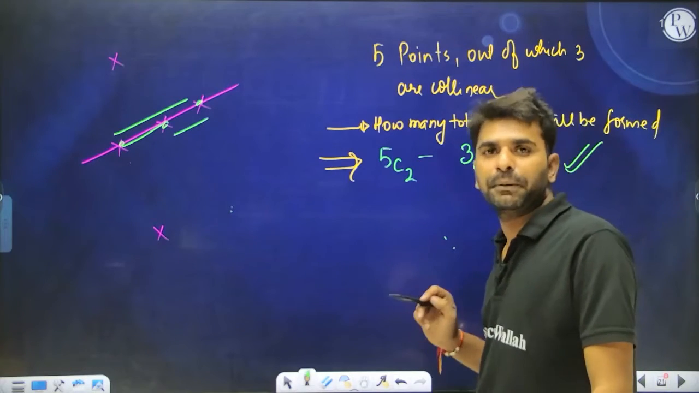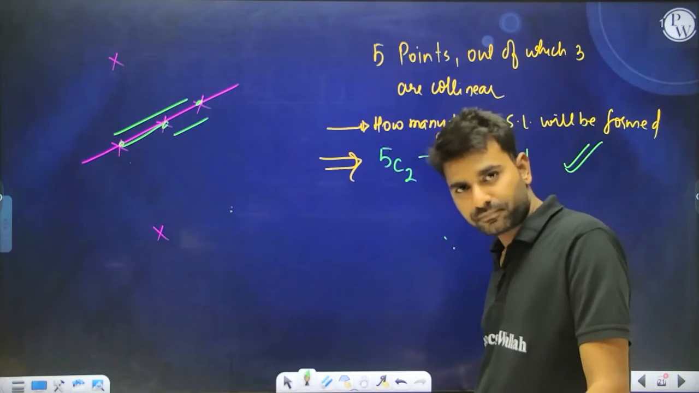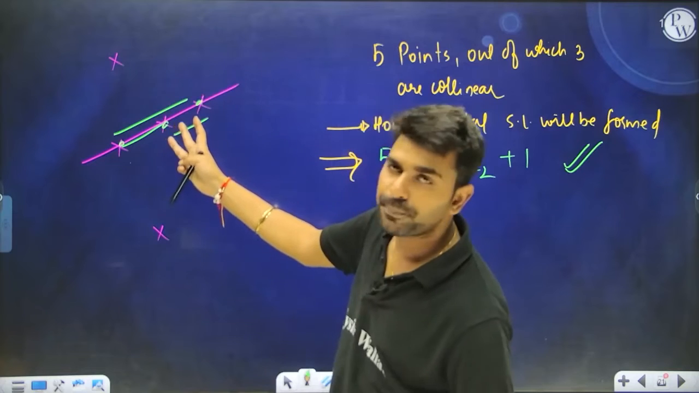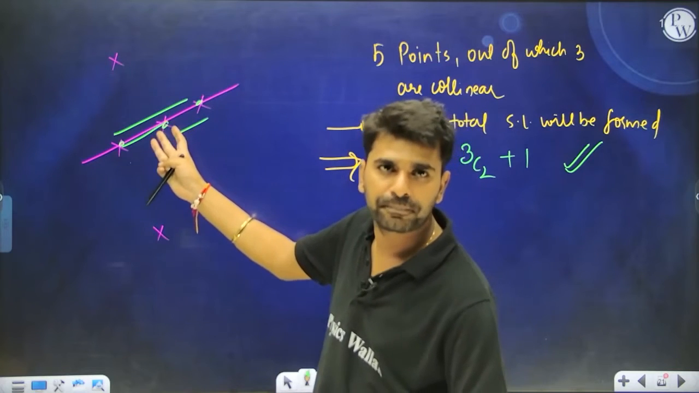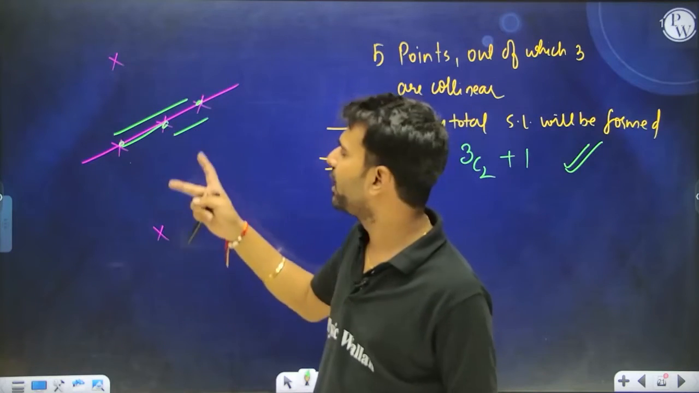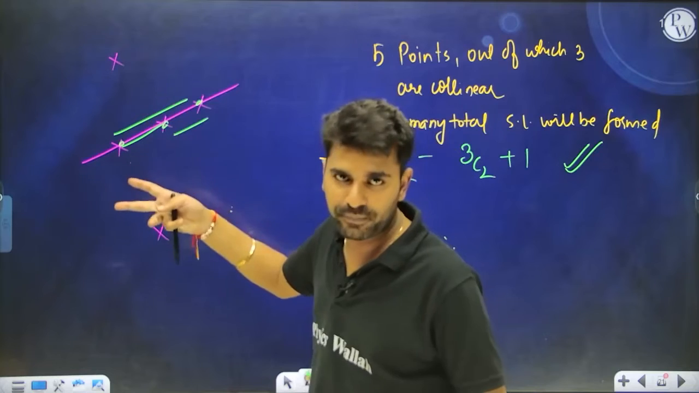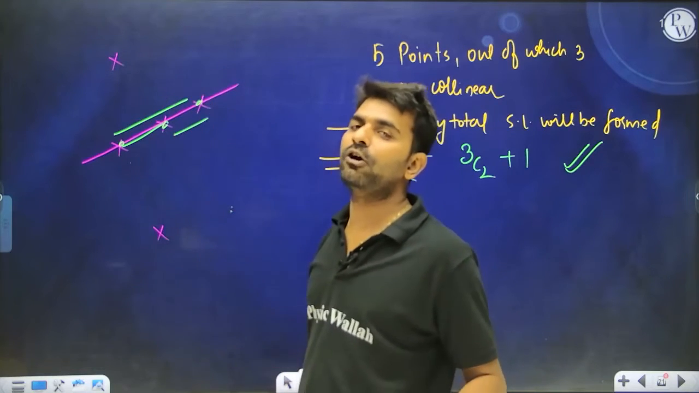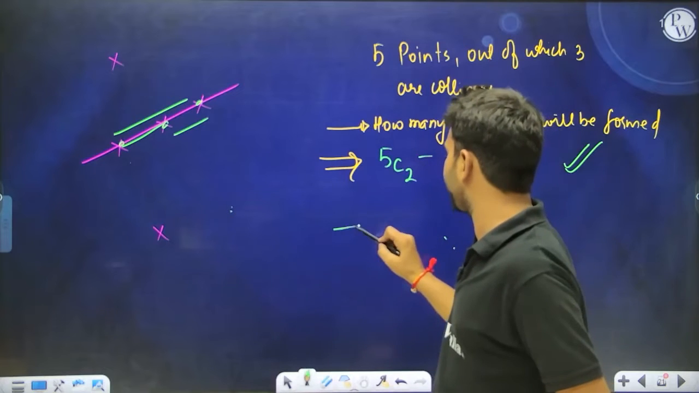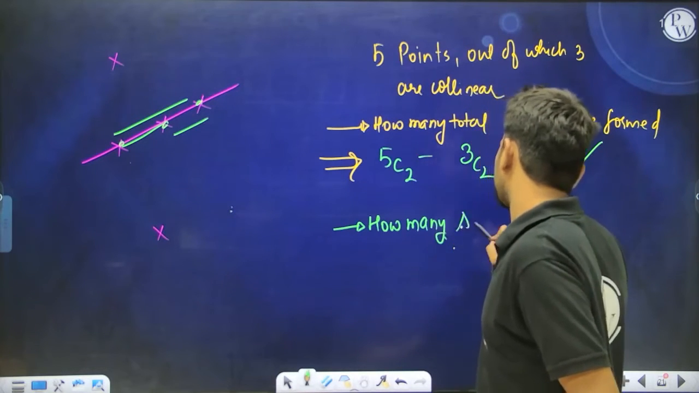Also there can be problems like this: how many triangles will be formed? Now if you take all the 3 points from here, the triangle will not be formed, yes or no? If you take 1 point from here, one this and one this, the triangle will be formed. If you take 2 points from here and 1 point, either this or this, the triangle will be formed. The only case in which a triangle will not be formed is if all the 3 points are taken from this particular case. So if I ask you, how many triangles are formed?